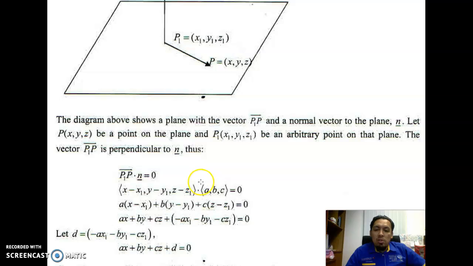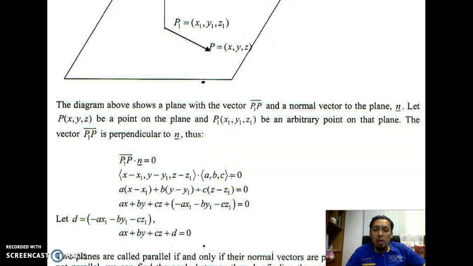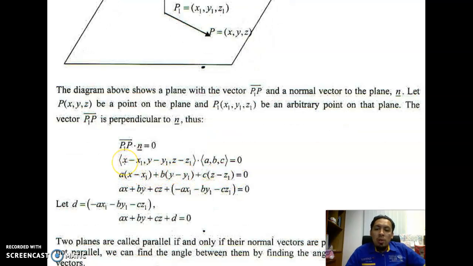So now we have these two pieces of information. Just conduct the dot product, where you multiply and sum each component individually. So x minus x1 times a, plus y minus y1 times b, plus z minus z1 times c, equal to 0. Alright, then we'll just expand it and classify it, so it will become like this.